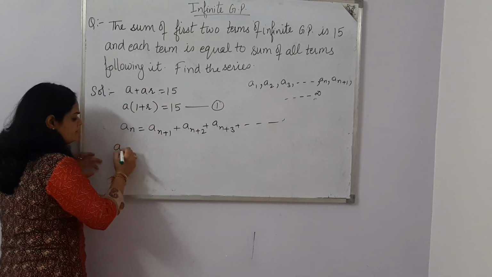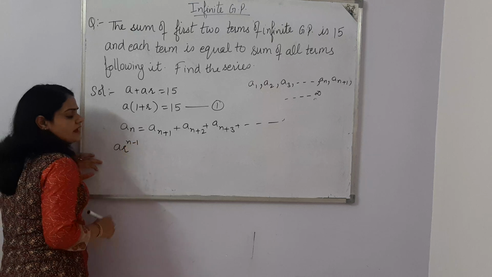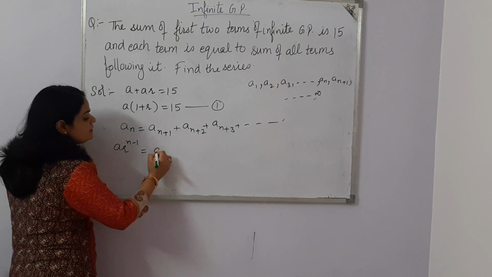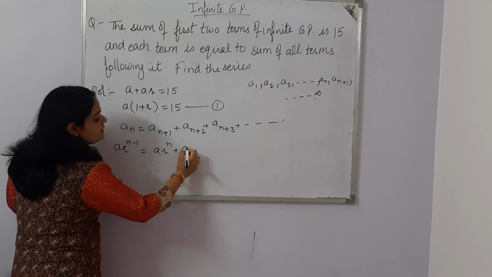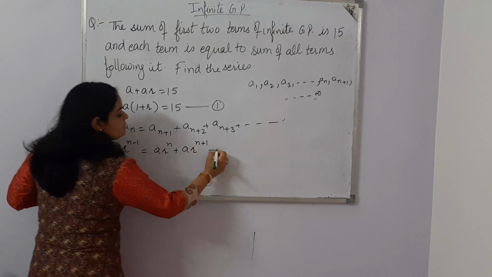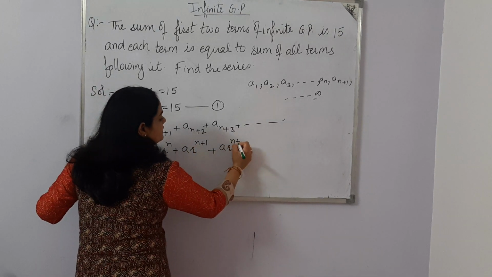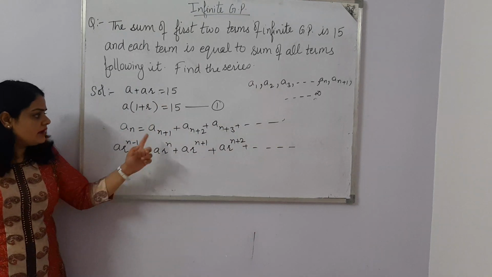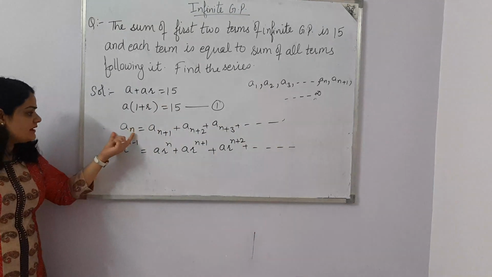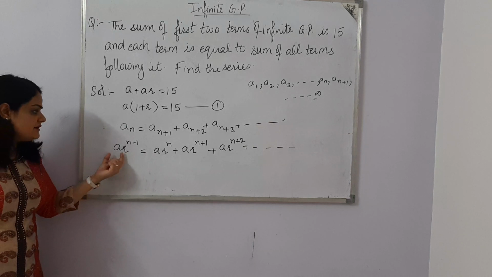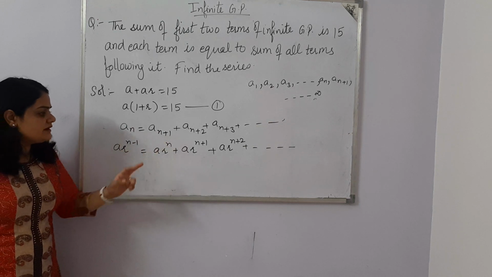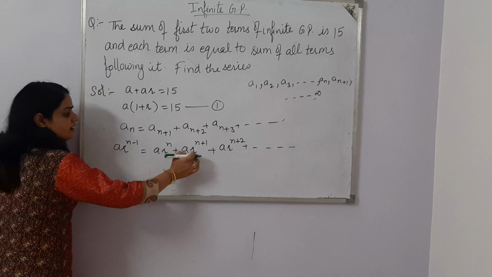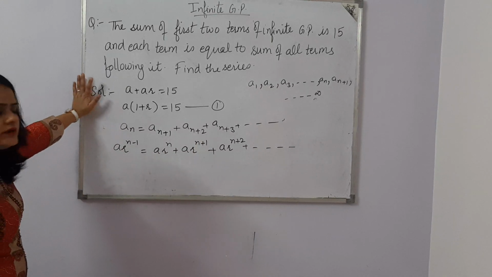So what is the nth term? It is AR raised to power n minus 1. So the sum is AR raised to power n, AR raised to power n plus 1, AR raised to power n plus 2, and so on up to infinity. I have already applied the formulas. The nth term formula is AR raised to power n minus 1. The (n+1)th term is AR^n, then AR^(n+1), AR^(n+2), and so on.